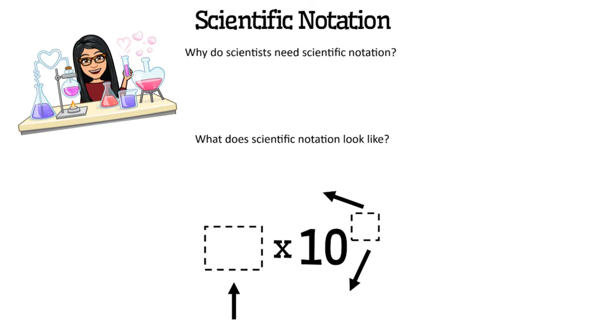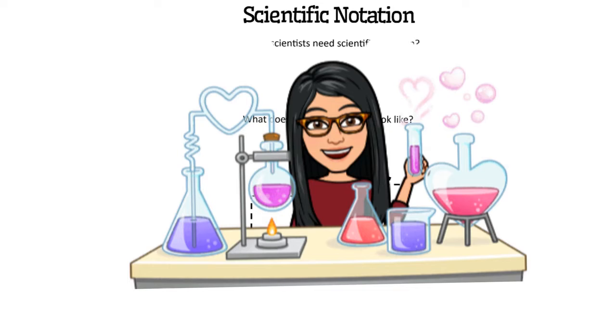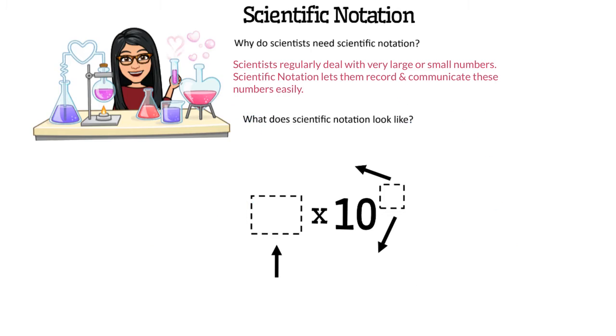Scientific notation. Scientific notation is a way to record numbers. Why do scientists need scientific notation? Scientists regularly deal with very large or small numbers. Scientific notation lets them record and communicate these numbers very easily. Pause the video to write down these notes.